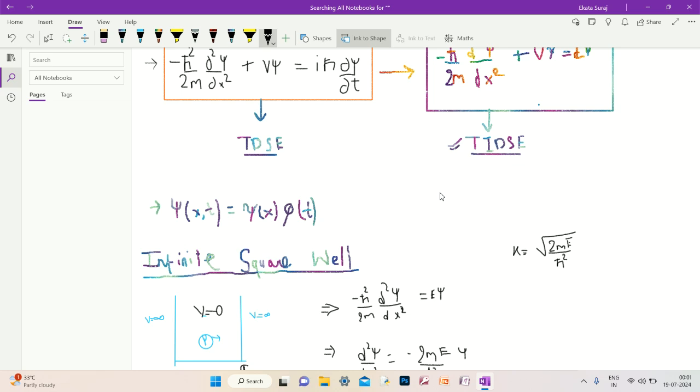So for now we have discussed the infinite square well. In the next video we are going to discuss the properties of the infinite square well.